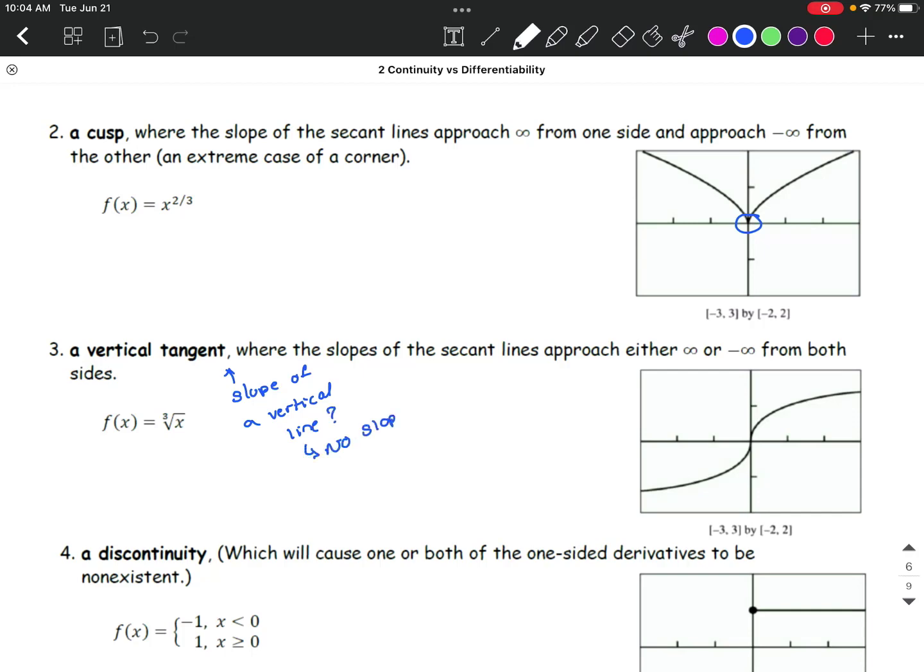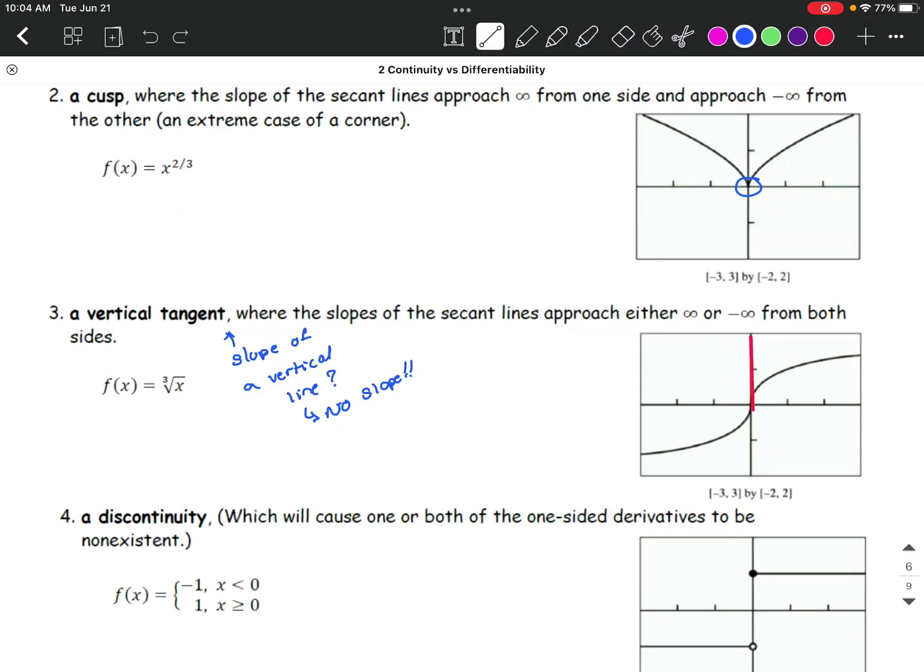There is no slope. So if there's no slope for the tangent line, then there's no derivative. Because if you look, this tangent line is straight up and down, vertical. That line has no slope. There's going to be no derivative.